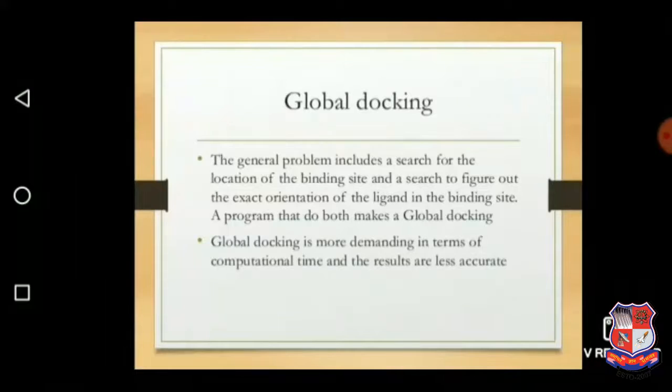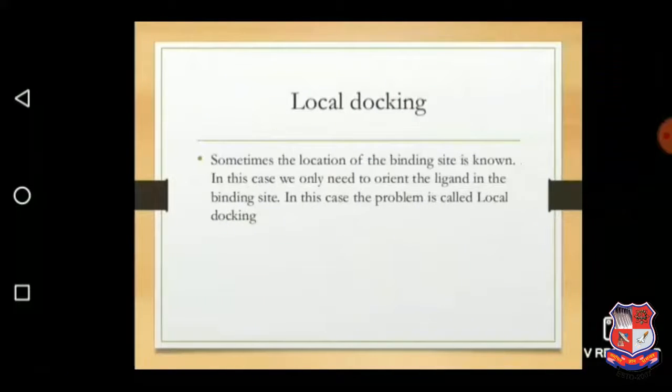Global docking. The general problem includes a search for the location of the binding site and a search to figure out the exact orientation of the ligand in the binding site. A program that does both makes a global docking. Global docking is more demanding in terms of computational time and the results are less accurate. Local docking, what is that? Sometimes the location of the binding site is known. In this case, we only need to orient the ligand in the binding site. In this case, the problem is called local docking.